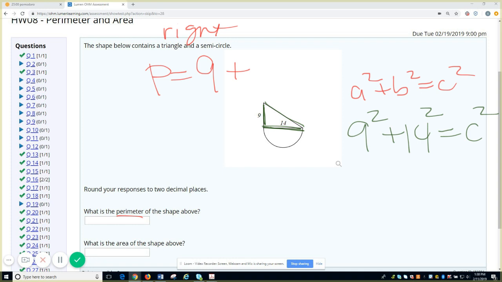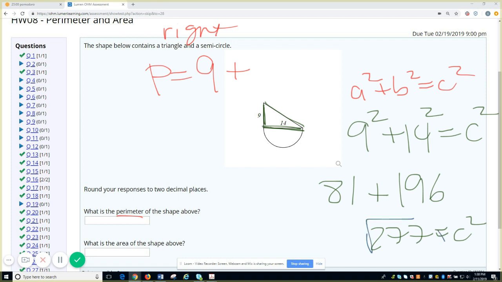277. No, wait, no. I'm already adding. 14 squared, 196 plus 81, 277. Then I'm going to take the square root of both sides. Square root of 277. Okay, let's just round it to 3 decimal places. It's 16.643. Okay, that was the value of C.